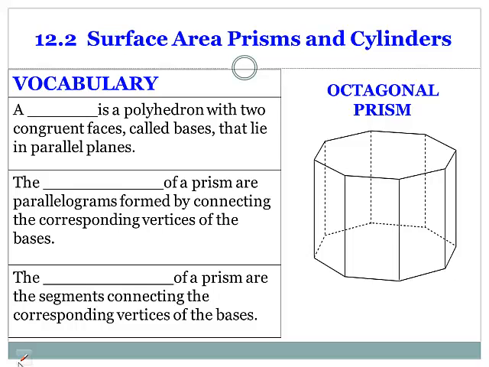12.2 Surface area of prisms and cylinders. So I will start off with a little bit of vocabulary. It says that a prism is a polyhedron with two congruent faces called bases that lie in parallel planes.